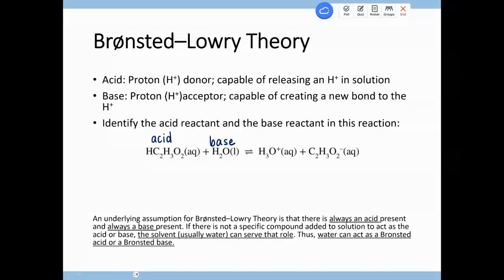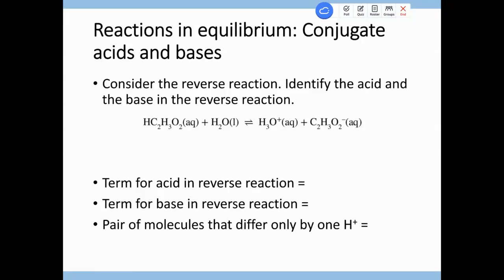So if one is not specified, water will fulfill the missing role. Now, another important piece of Bronsted-Lowry theory when we're talking about reversible reactions is that the reverse reaction, so going from products to starting material, is also an acid-base reaction. On the right side, again, if you're looking at the reverse reaction, we have an acid and a base.